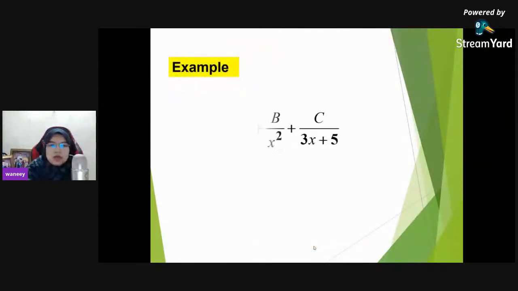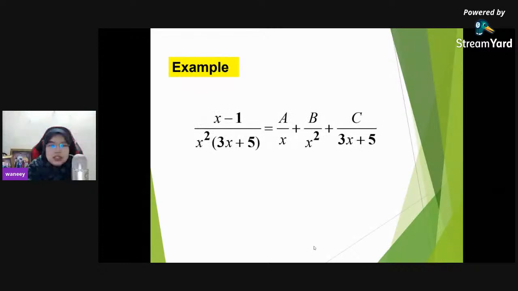Okay, so now for example, x minus 1 over x squared times 3x plus 5. So this is simply a linear factor, but these two are repeated. So x and then another one with x squared. So ini kita tak categorizekan dia sebagai kuadratik sebab dia adalah linear factor yang repeated. Kita boleh repeat dia 2 kali.